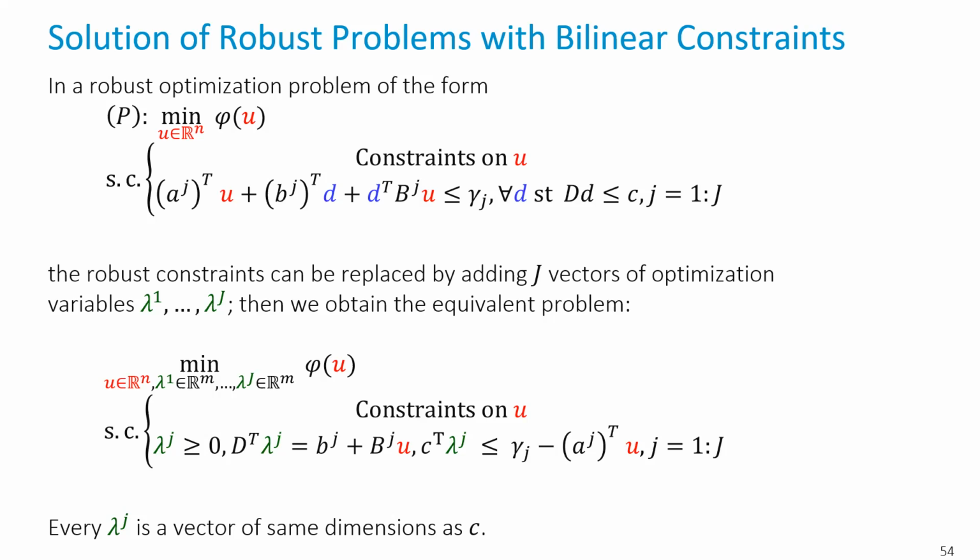So two things about this. First, it's important to know this recipe and be able to immediately detect the difficulty of the problem you have. If you have robust constraints, if they're separable, things will be easy. If they're non-separable but bilinear, then you will have to work a bit by adding these dual variables. That's the first thing.